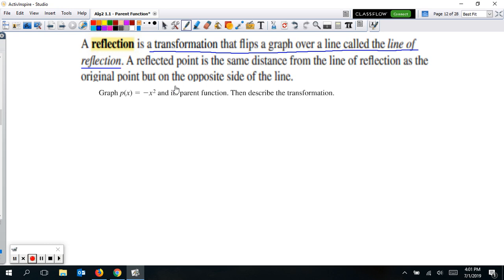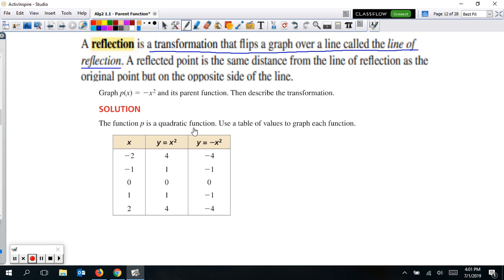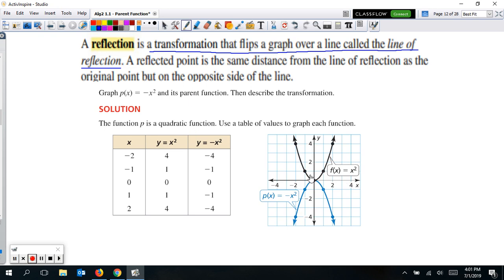So as we look at this graph here, it's a quadratic graph. You see the x is being squared. It's got a negative in front of this. So the parent function, we'll see here, let's look at it, is in black. There's our parent function. And our new function is flipping over the x-axis because there's a negative sign there.